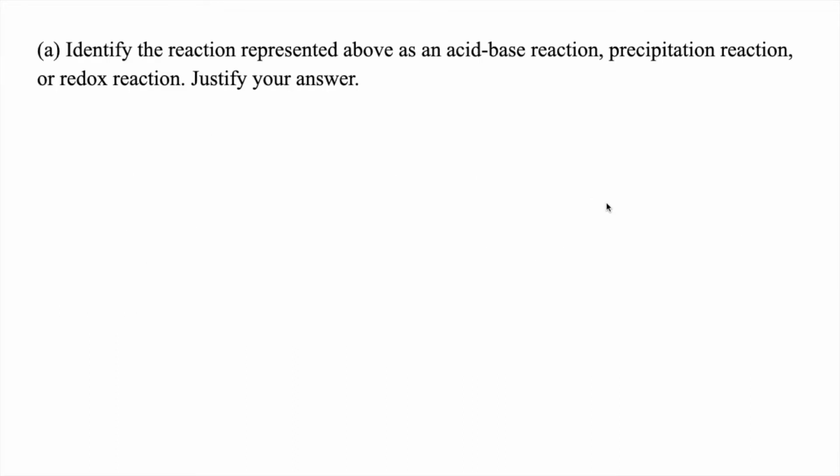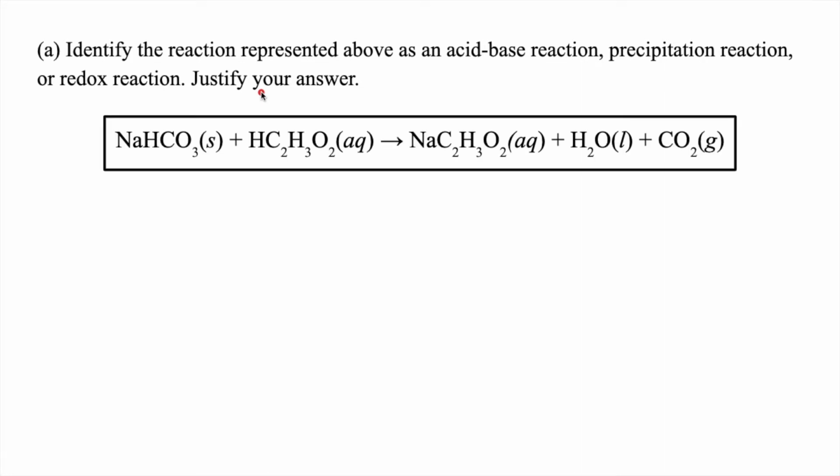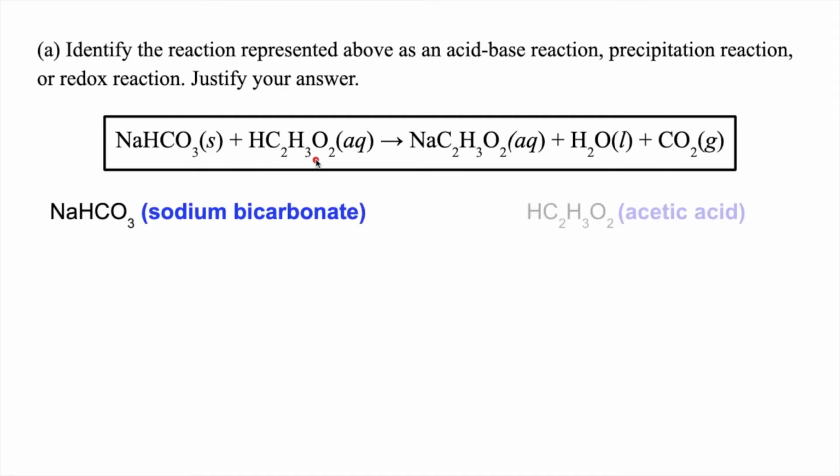The first part of this question asks us to identify the reaction represented above as an acid-base reaction, precipitation reaction, or redox reaction. It also asks us to justify our answers. First, let's take a look at the equation we were given again. Notice what the reactants are. We've got NaHCO3, also known in the trade as sodium bicarbonate, and we've also got HC2H3O2. Sodium bicarbonate is basic, and HC2H3O2 is acetic acid, which is acidic. So essentially what we have here is a reaction between an acid and a base. So this is an acid-base reaction.